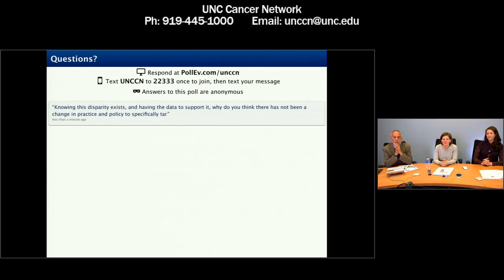Knowing this disparity exists and having the data to support it, why do you think there has not been a change in practice and policy, specifically TAR? I'm guessing we're going to see that. We can kind of guess what's going to be there, but hopefully there's a character limit, so if the person who shared that will share the rest of that question.